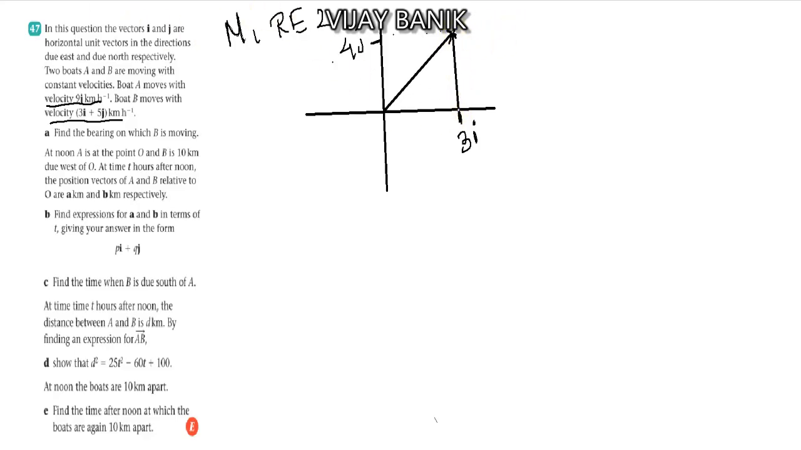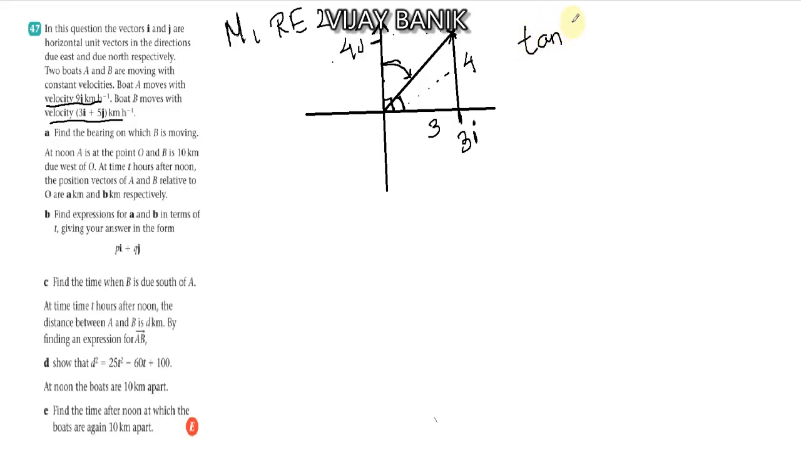Okay, now the angle, this is what they're trying to find, the bearing, right? Bearing is always measured from the north. So this is north, and this is the bearing they're looking for. If I can find this angle and subtract it from 90, I will get the answer, because this whole thing is 90 degrees. So how much is it? Opposite is 4, adjacent is 3. So opposite over adjacent is tan.